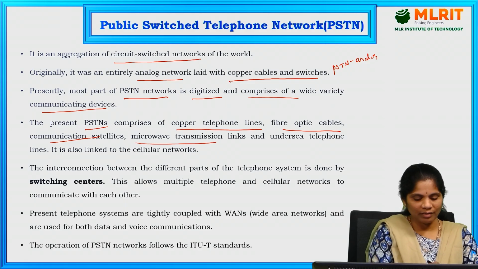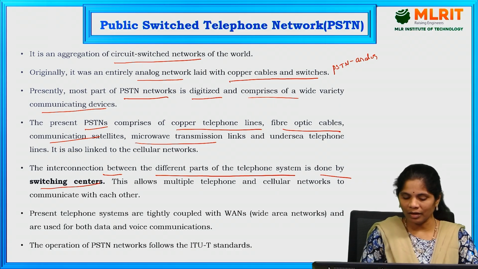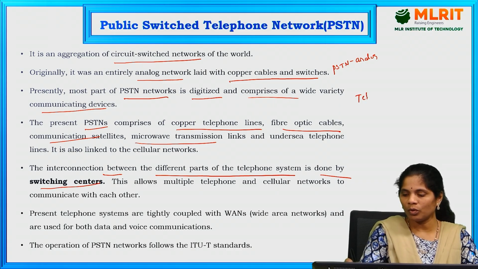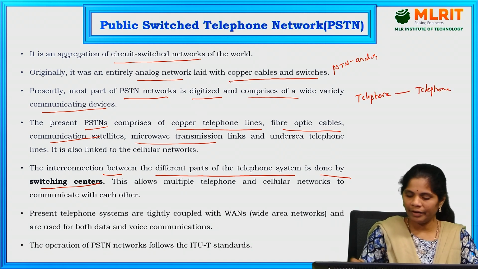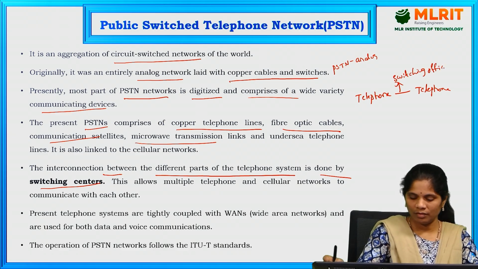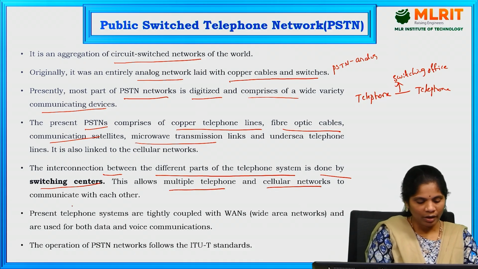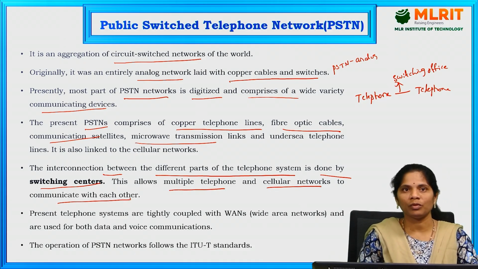The interconnection between the different parts of the telephone system is done by the switching centers. Whatever the connection between one telephone and another telephone, this communication is mainly done by the switching office. This is the switching office, and it allows multiple telephones and cellular networks to communicate with each other. That is about the switching center.